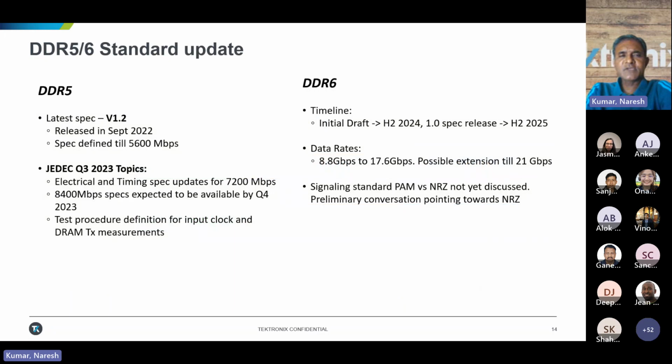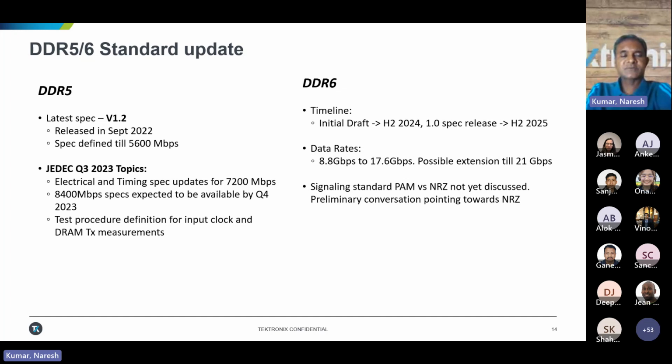And then one quick look at DDR5 and 6. As you can see, DDR5 is something which is in active implementation now, and electrical and timing specs are already defined for up to 5600, or in fact up to 7200 megabits per second, and 8400 megabits per second. The specs are expected to be available by Q4. And there is a difference between DDR5 and earlier. Why I put DDR5 and 6 is because up to DDR4, the test requirements were limited to doing a system level test on the DDR standard.